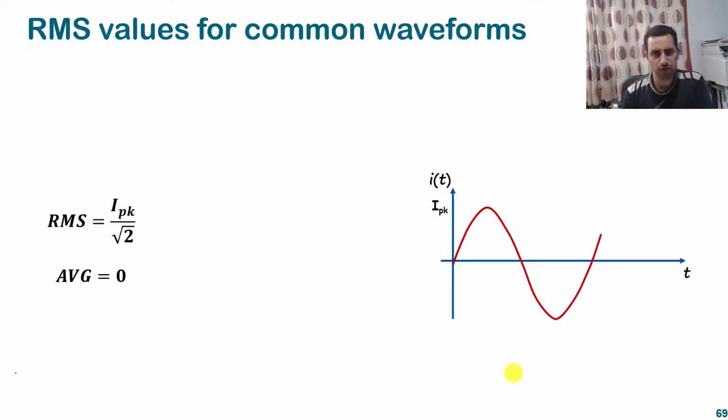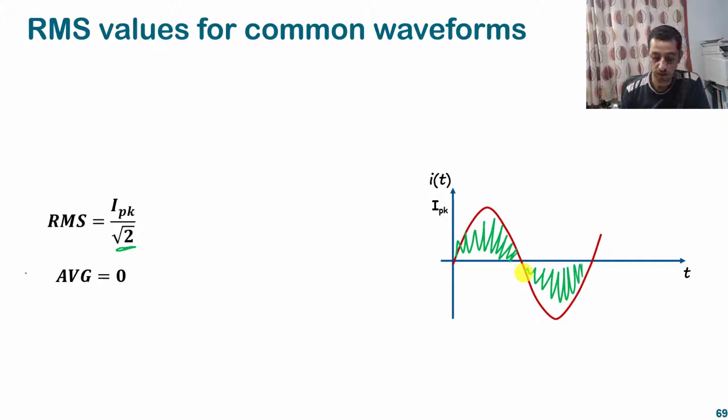Another example, which is sinusoidal. I think you have done this before. The RMS value for sinusoidal is the peak value divided by square root of 2. But the average value is 0. Why? Because for the average value, the positive and negative portions are equal to each other and they cancel each other. Okay, so if you have a symmetric area between the positive and negative, the average will finally be 0.